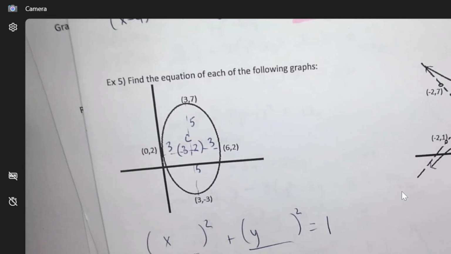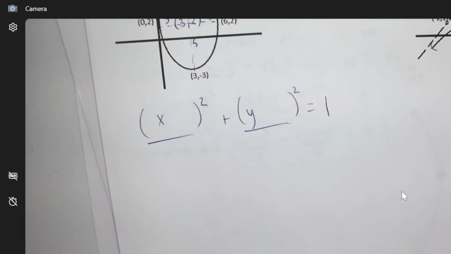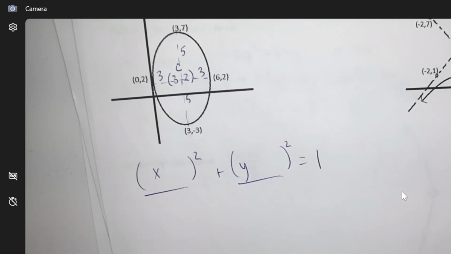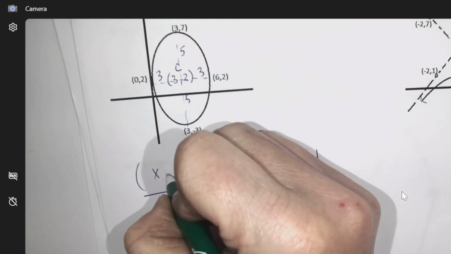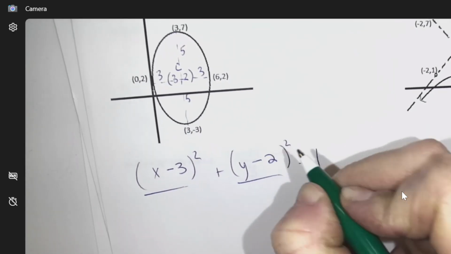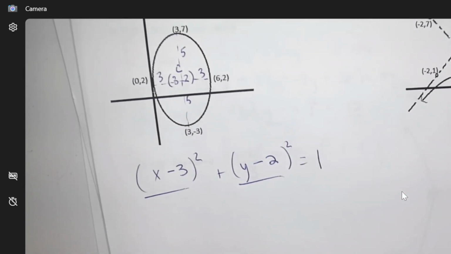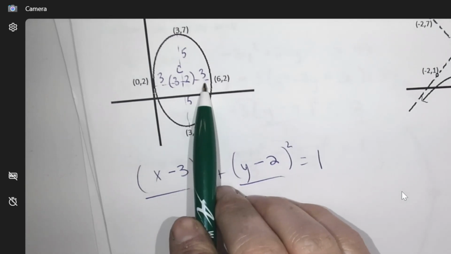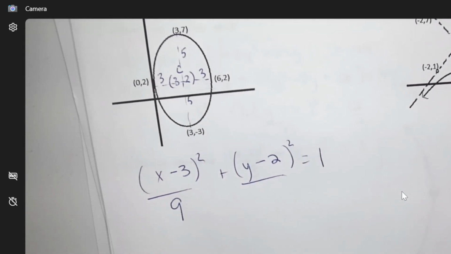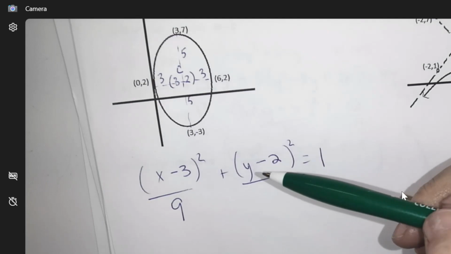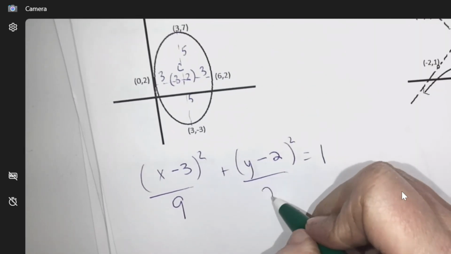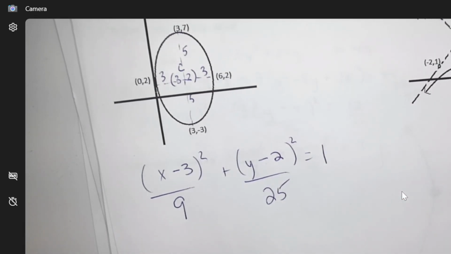Okay, this is an ellipse. So you have your formula from your formula sheet. So the center, so negative 3, negative 2 to make the center. Under the x has to match the horizontal. So horizontally was 3, so I'm going to put a 9. Y is vertical, so under the vertical I have a 5 there, so I'm going to write a 25.